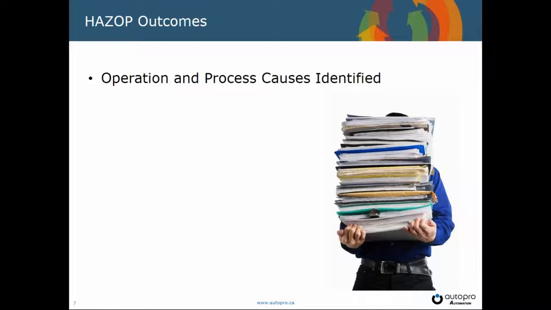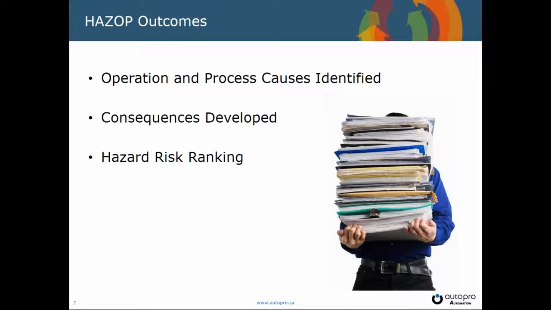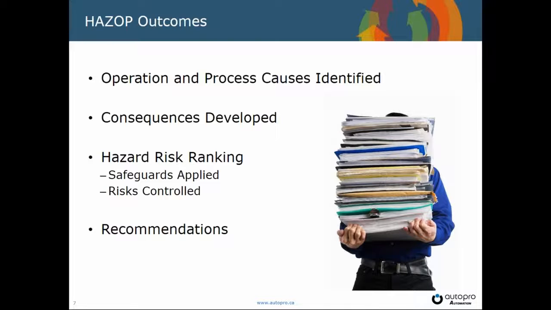So the outcomes. We identify what the operation and process causes. We develop the consequences of those. We rank them as we saw before, and with the safeguards applied in order to be able to control the risks associated with the process. And out of most CHAZOPs come a number of recommendations, all designed to improve efficiency, improve operations, potentially even saving money on construction and long-term operating costs.